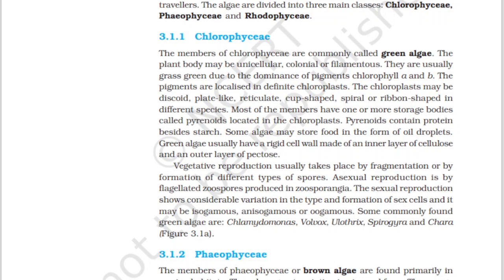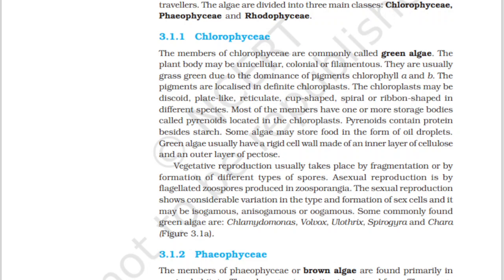Okay, this is very important. The chloroplast may be discoid, plate-like, reticulate, cup-shaped, spiral, or ribbon-shaped in different species. So chloroplast shape will be different in different species. Most of the members have one or more storage bodies called pyrenoids located in the chloroplast. So pyrenoids are located in chloroplast, and pyrenoids contain protein besides starch.